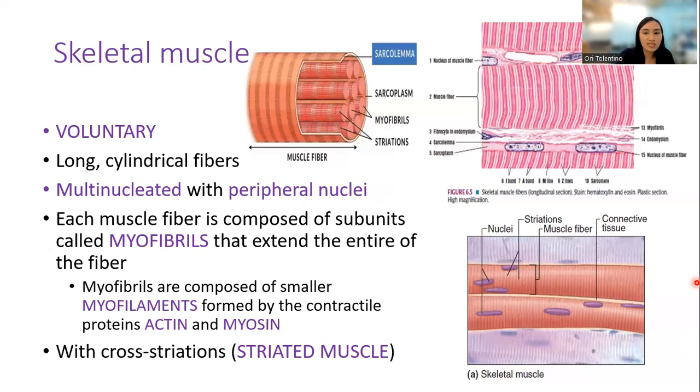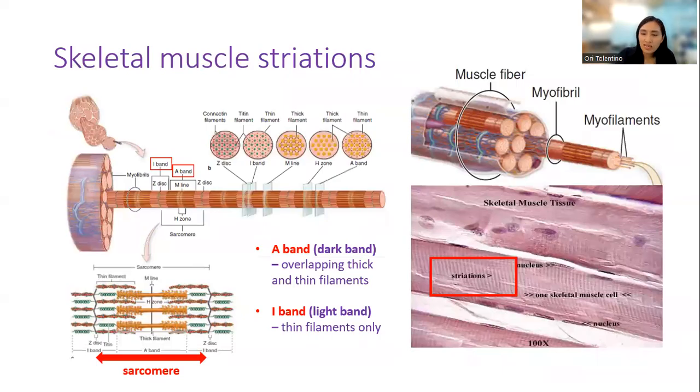Also know that skeletal muscles have cross striations, so they are called striated muscles. Look here, they have striations or stripes: dark band, light band, dark band, light band. That is why they are called striated muscles. I will explain why they have striations later. So again, why do skeletal muscles have striations? It is because of the arrangement of the myofilaments, the actin and myosin filaments, in your sarcomeres. These sarcomeres are functional subunits of your contractile apparatus. More about the sarcomere and the contractile apparatus in the lecture.